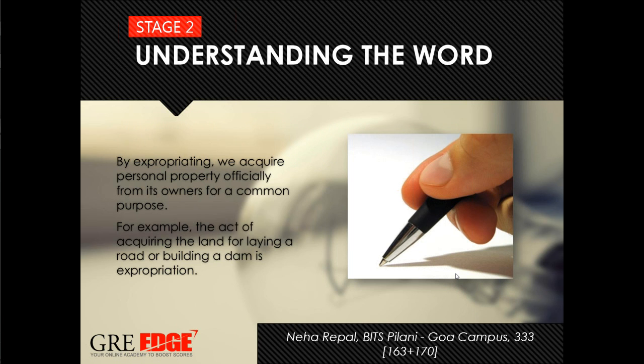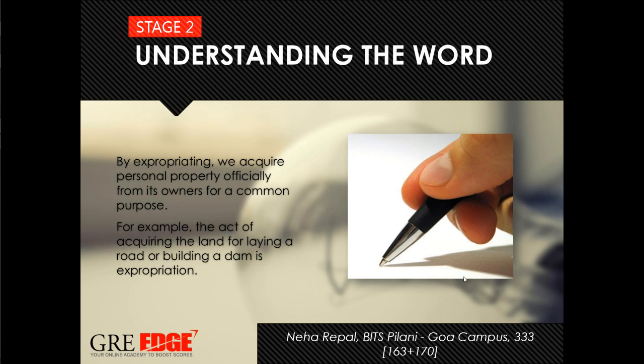When you're reading a newspaper article, you might see the word used in an article. You see how it is used, in what context it is being used. Sometimes a word is used in various different contexts, so you have to identify all of those. We'll see a few extracts from a newspaper article. By expropriating, we acquire personal property officially from its owners for a common purpose. For example, the act of acquiring land for laying a road or building a dam is expropriation. That is how this word, expropriate, is defined and used.